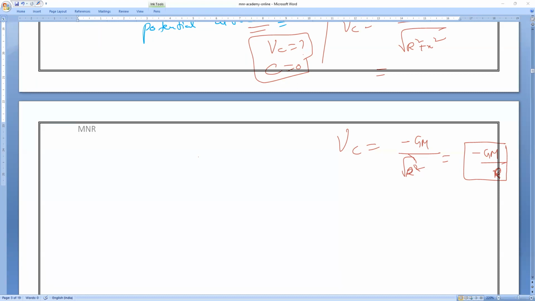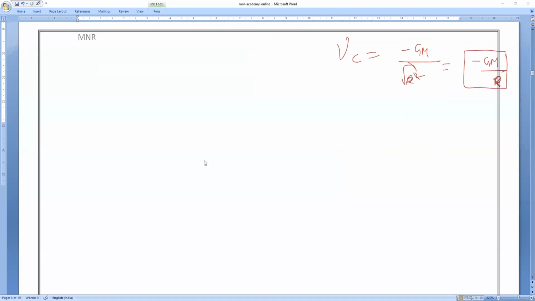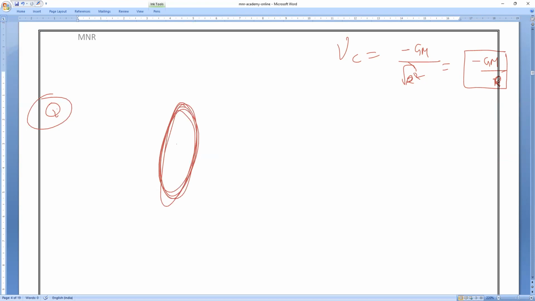Yes, sir. So now there is a question. I'll just teach you and later you have to continue. The question is, let me take two rings whose radius is different and mass is also different. There is a ring whose mass is m and radius is 2r. There is some mass m at this point, let me call this point x.